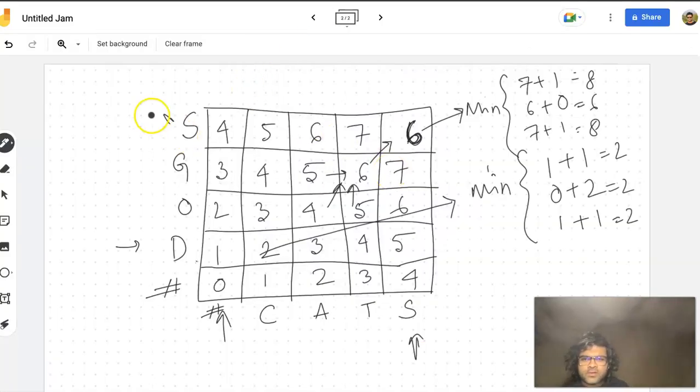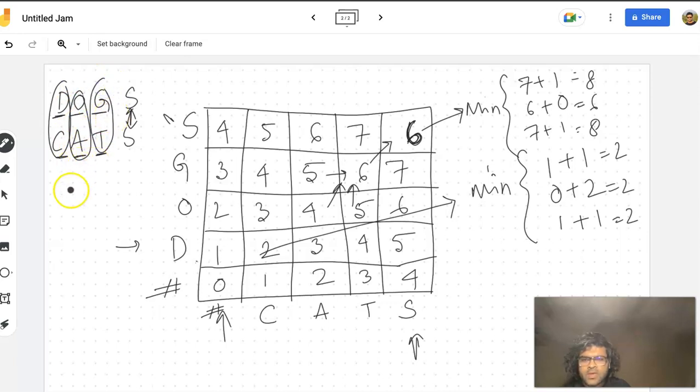So if we draw the diagram, basically this is DOGS and CATS. So these two are similar, so there is no cost involved. But for each of these 3 elements, we need to substitute. Okay, so we need to substitute O by A, G by T, N by D, and the cost for all this operation is 3. So there are 3 operations, and for all these things, substitution cost is 3. So basically this is 6. So that's why this value is 6.